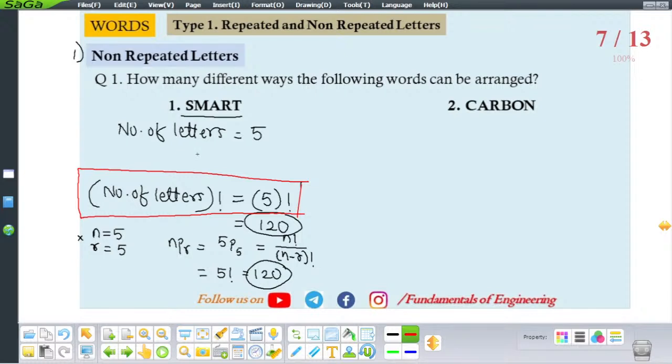Now what about the second one? How many letters are there? 1, 2, 3, 4, 5, 6. 6 letters are there. So what will be the answer? Here the number of letters is given as 6. So what will be the answer?